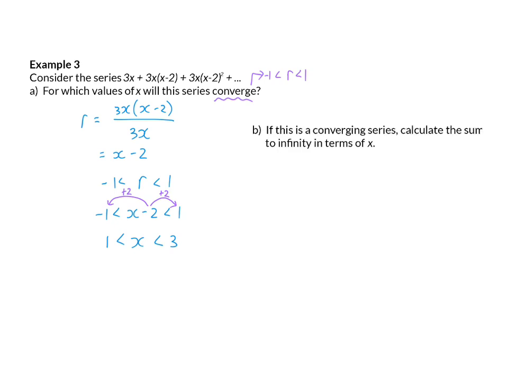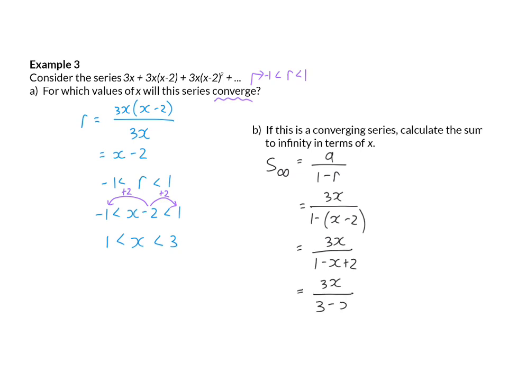In B, they now ask us, if this series is converging, calculate the sum to infinity in terms of x. So now we substitute into our sum to infinity formula. We know that the first term is 3x, and we know the constant ratio is x minus 2. So if you simplify, it is 3x divided by 1 minus (x minus 2). So that is 3x divided by 3 minus x.